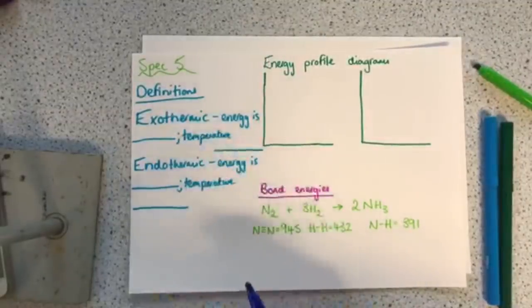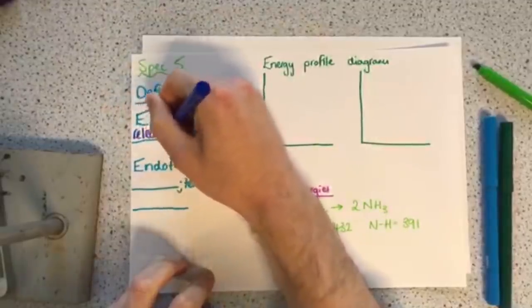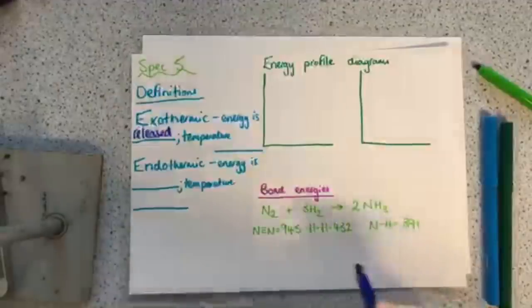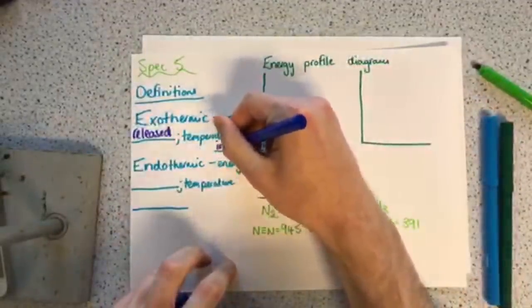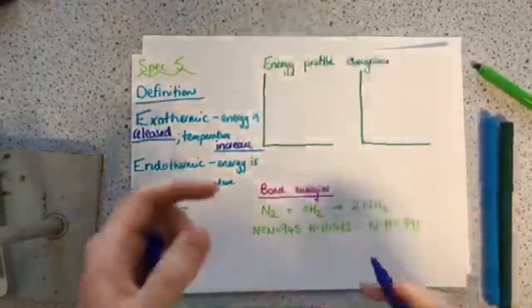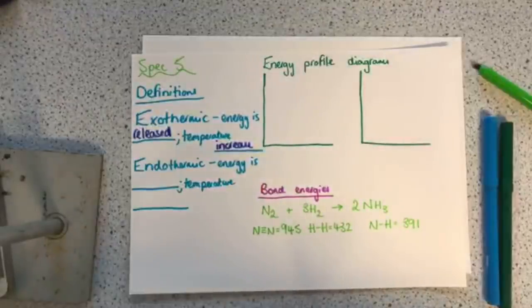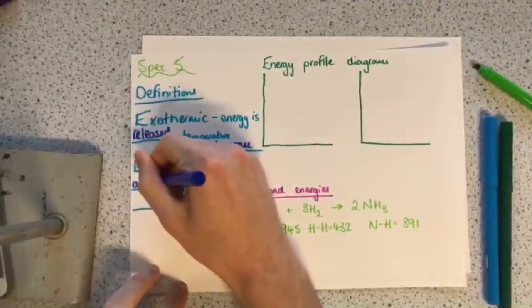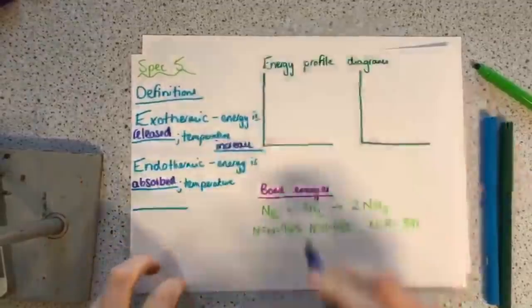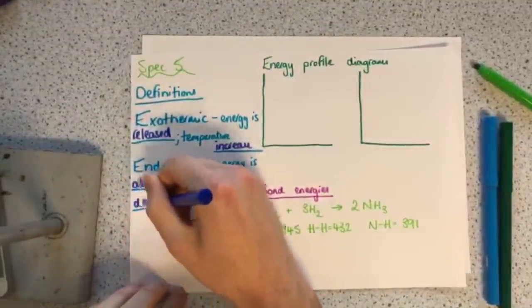So exothermic, energy is released, and that is into the surroundings. So the temperature of the surroundings would therefore increase. So in an exothermic reaction, energy is released into the surroundings, and the temperature is increased. Endothermic reactions are the exact opposite of that. So energy is absorbed from the surroundings, and the temperature of the surroundings would therefore decrease.